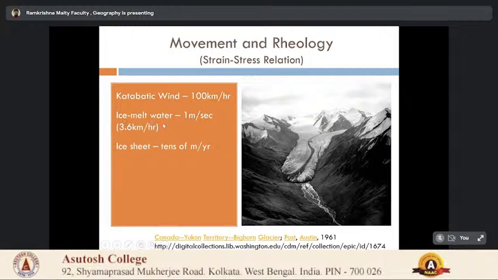Whereas water moves 1 meter per second, that is 3.6 km per hour. And what is the movement of the ice sheet? What is the velocity? 10 meters per year. So that's why the velocity differs on a single slope due to the variation in the material property. As the material property varies, the velocity of the material varies.